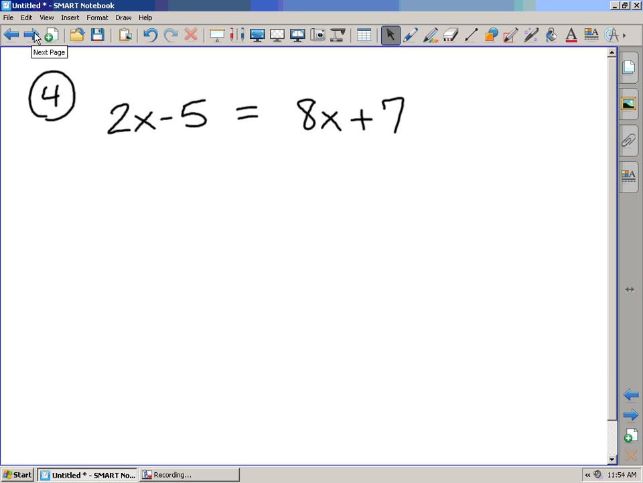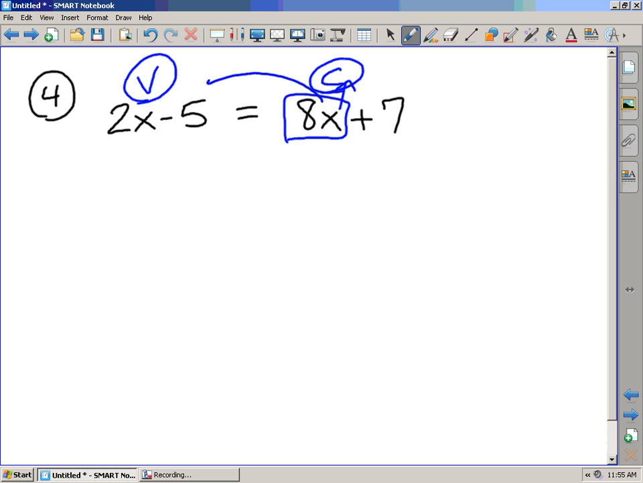Number 4. Again, there's nothing to collect. So we're going to go ahead and move all the variables to one side and all the constants to the other side. This time I'm going to put the variables on the left, the constants on the right. I'm going to start by moving this 8x because the 8x should not be on the constant side. So we want to move it over to the other side. So this is a positive 8x.